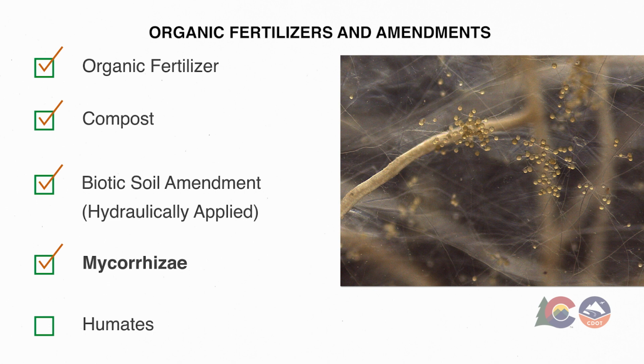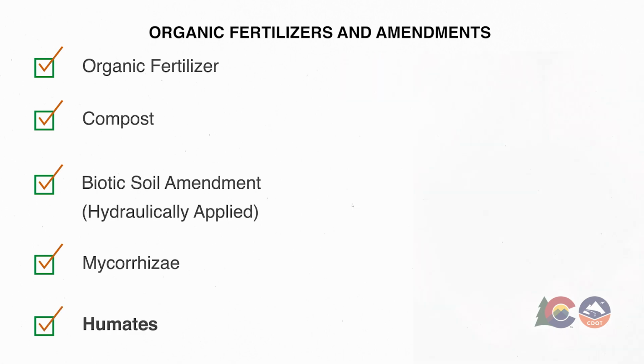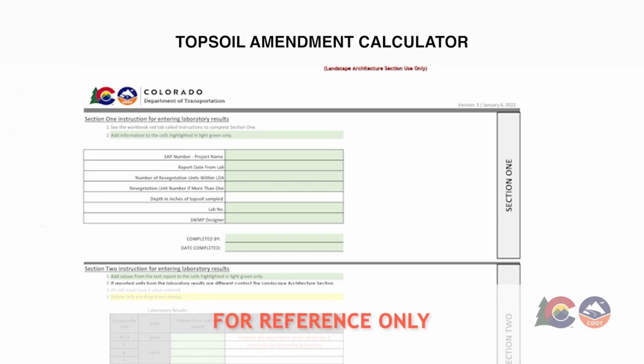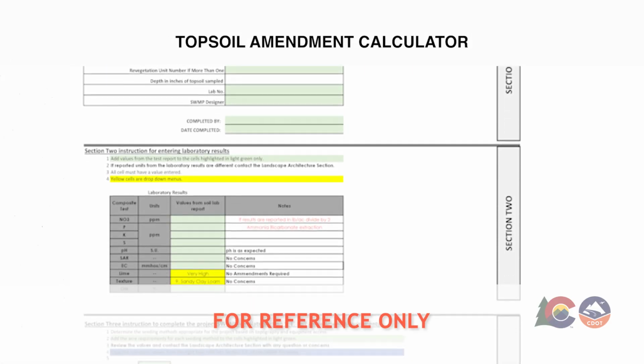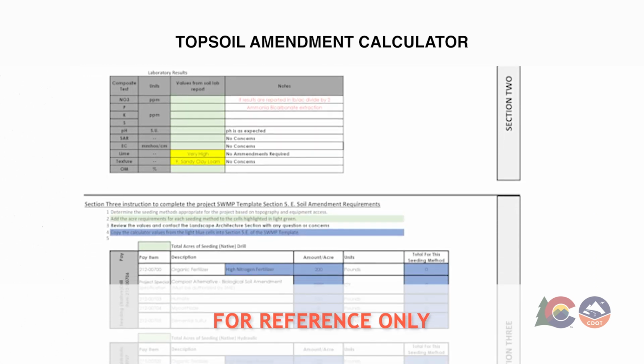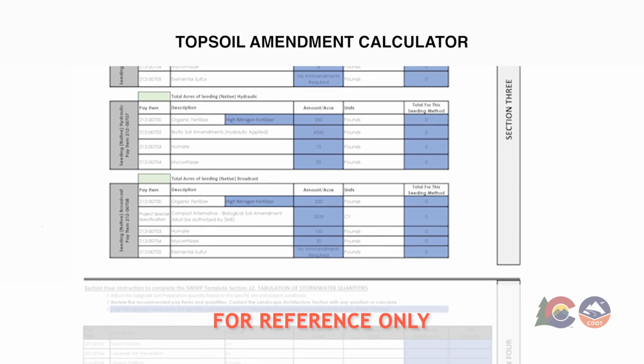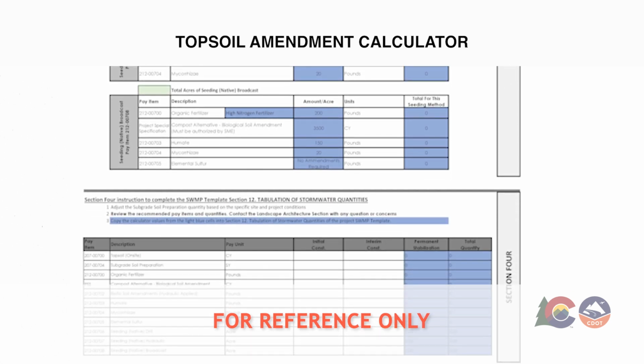Mycorrhizae is a symbiotic fungus that increases plant access to soil moisture and nutrients, which is beneficial to vegetation during periods of drought. Humates provide two primary benefits: slow release of nutrients for microorganisms, and reduced nutrient leaching out of the topsoil profile. The recommended amendments and pay items, along with the associated quantities computed by the calculator, must be reviewed and approved by the permanent stabilization subject matter expert for site-specific and project conditions.